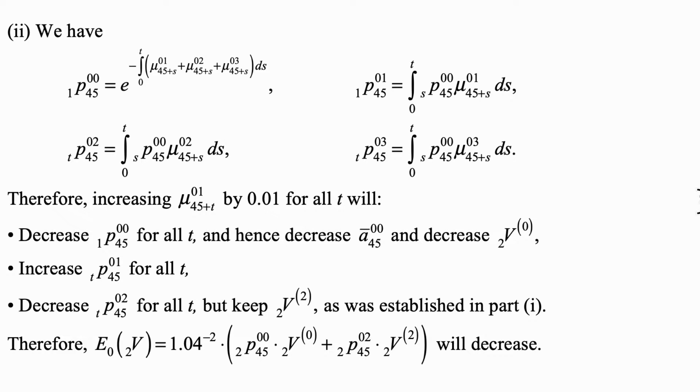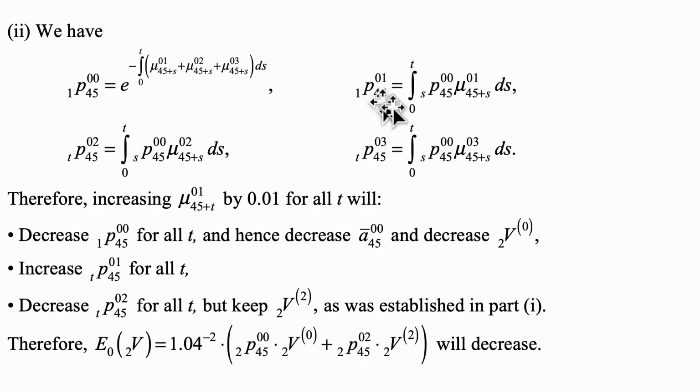Well, once we see this, then we notice where the force of transition from 0 to 1 has an effect wherever it shows up. So increasing mu45 plus t 01 by 0.01 will decrease tP45 00 for all t, and hence decrease a bar 45 00 and decrease the reserve. Because this is what we see over here. mu01 is right here, and it's with a minus sign, so this quantity, e to the minus that integral, increase the force, decrease the result of this, so that's a decrease in the value of the annuity and the reserve.